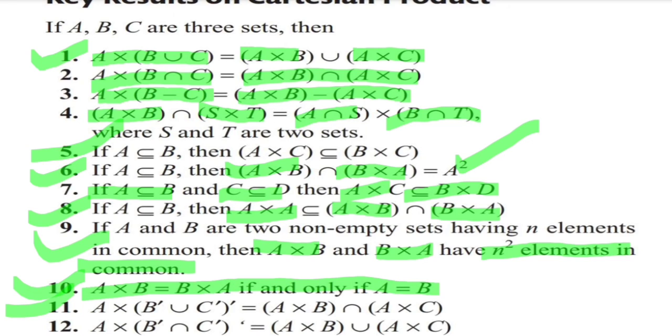Next, the 11th one is A Cartesian product ((B complement) union (C complement)) complement, which equals (A Cartesian product B) intersection (A Cartesian product C). Next, finally, the 12th one, A Cartesian product ((B complement) intersection (C complement)) complement, which equals (A Cartesian product B) union (A Cartesian product C).